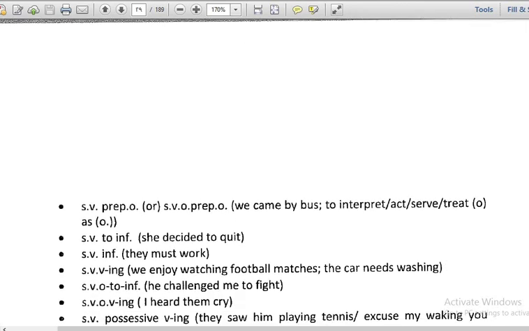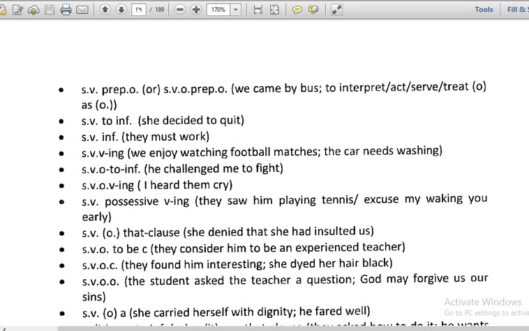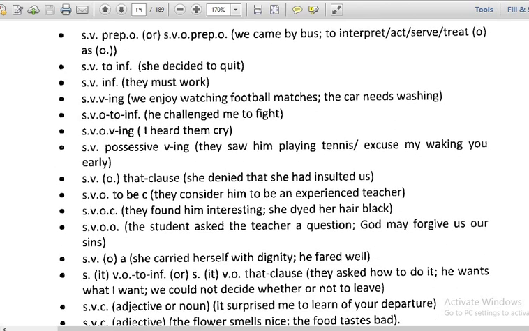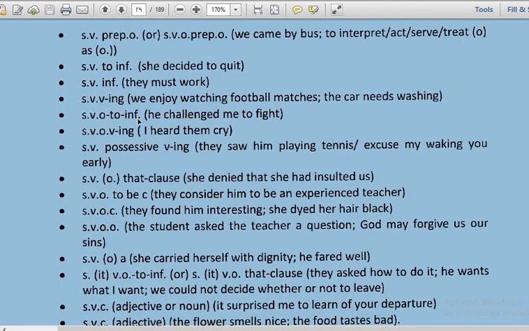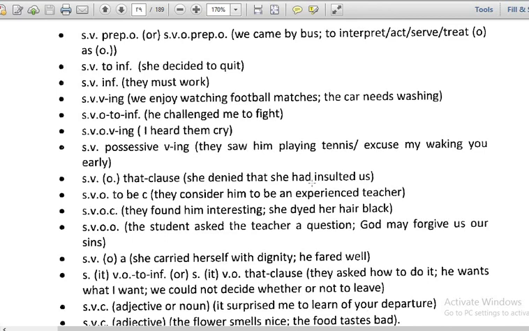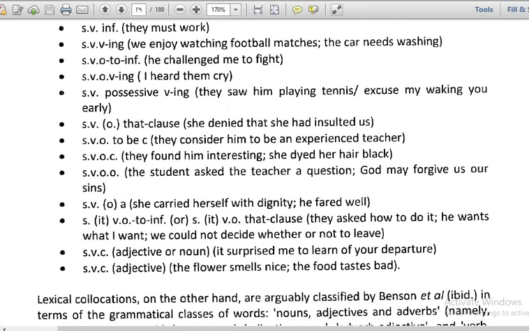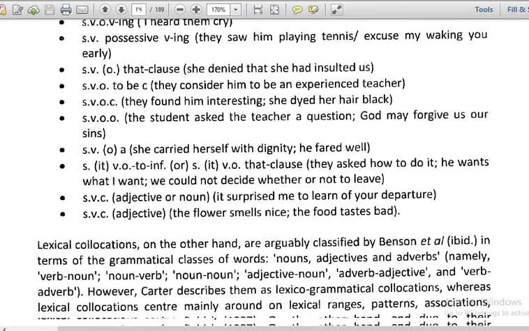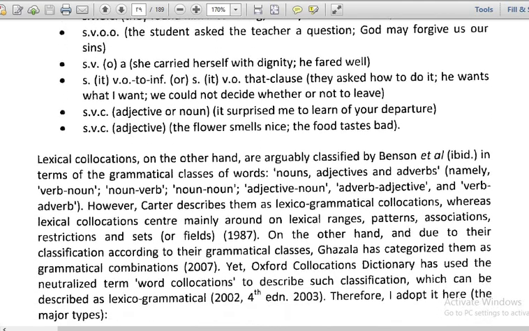We came by bus. She decided to quit. They must work. We enjoy watching football matches. He challenged me to fight. I heard them cry. They saw him playing tennis. She denied that she had insulted us. All this in page 29.